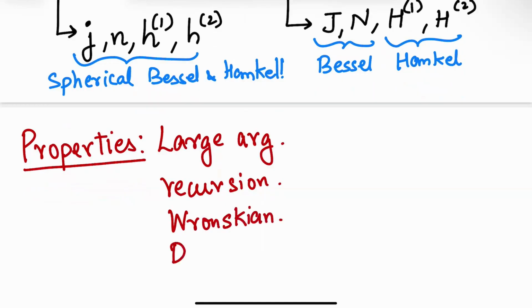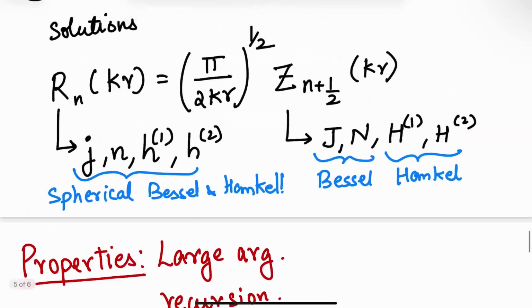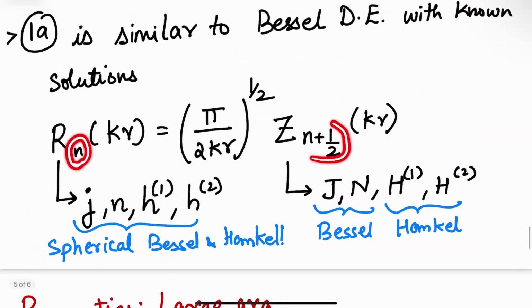Then derivative identities, and so on, right? So we saw all of this when we did cylindrical Bessel functions. I'm not going to repeat them. One more thing we need to address is what is this n, right?